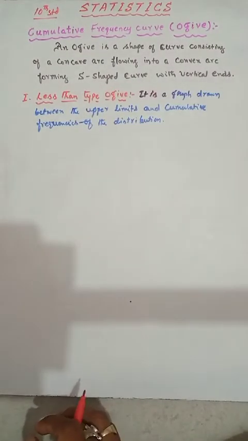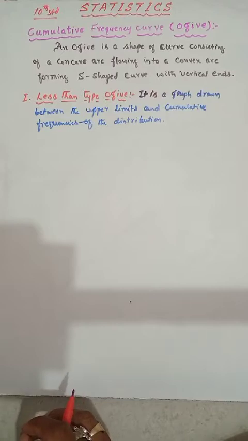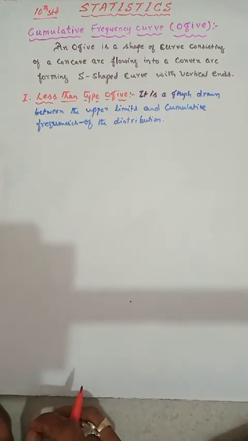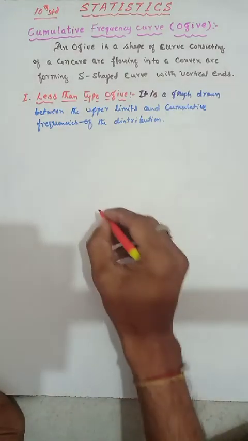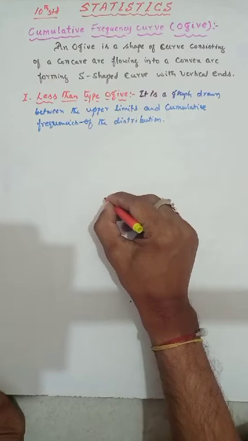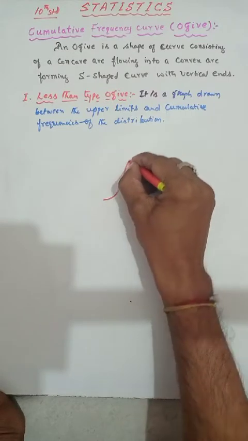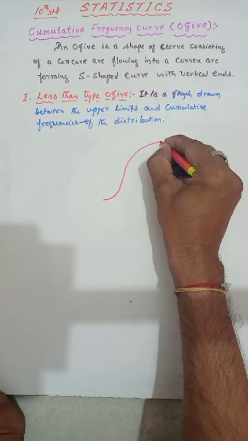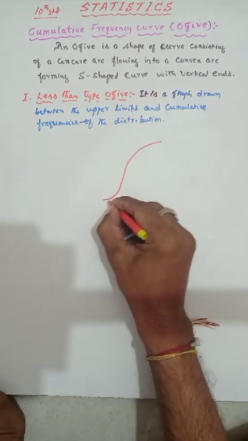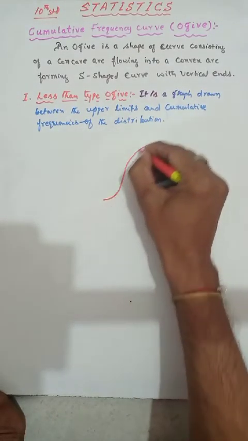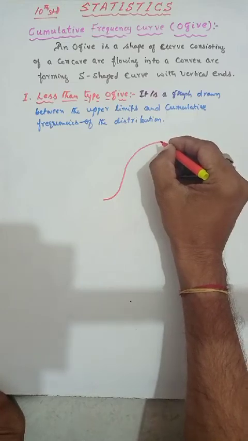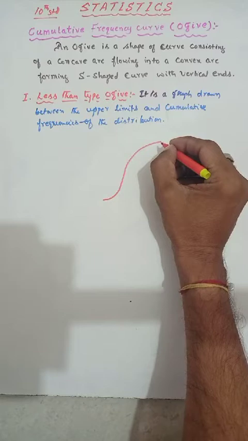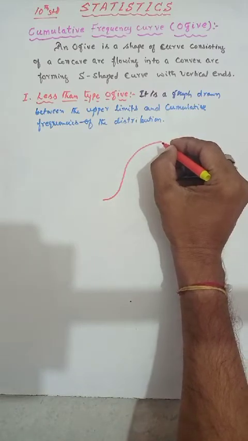In the first type, the less than type of ogive, it is a graph drawn between the upper limits and the cumulative frequency of the distribution. It rises from downwards to upward like this curve, which is also an S type. We consider the upper limit and the cumulative frequency of the distribution.